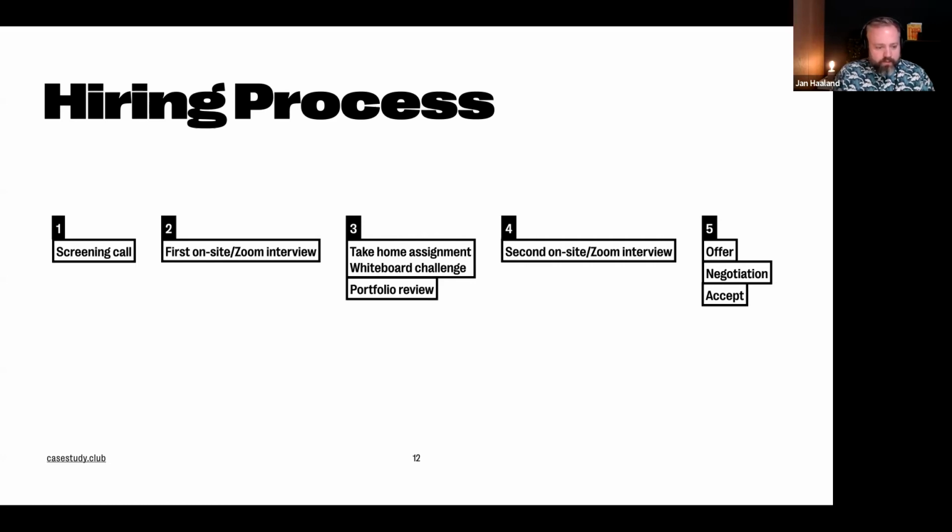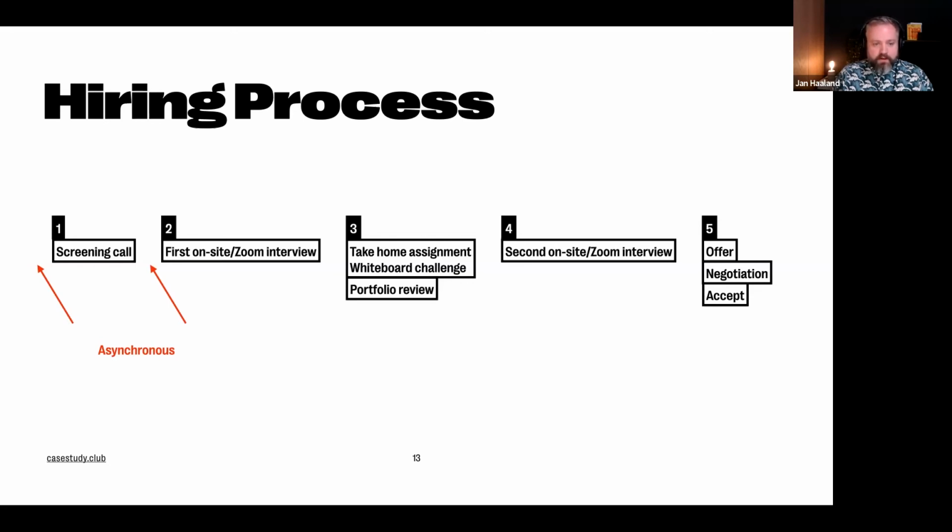So let's see where the portfolio fits into this. The first two occurrences of your portfolio will be asynchronous, meaning that the portfolio will be viewed without your presence. So that will typically be a portfolio website, or in some cases, a portfolio deck with supportive copy on the slides. And before you've even been considered for the screening call, the recruiter might spend 10 seconds on your portfolio tops. And then if you pass on to the first on-site interview, the designers or hiring managers who will be interviewing you might spend a couple of minutes on it if you're lucky.